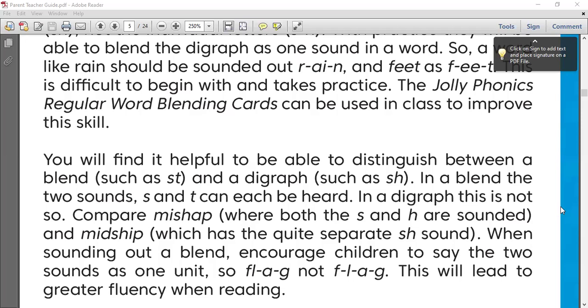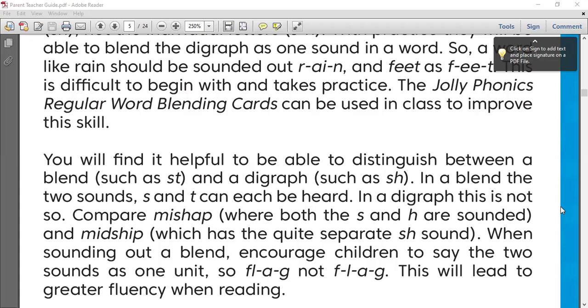In a blend, two sounds, S and T, can each be heard. In a digraph, this is not so. Compare mishap and midship. The SH sound is easily audible. But here in mishap, letter S and letter H both have individual sounds.